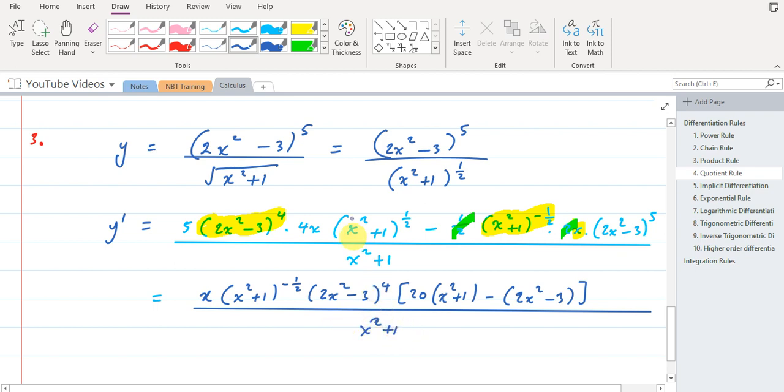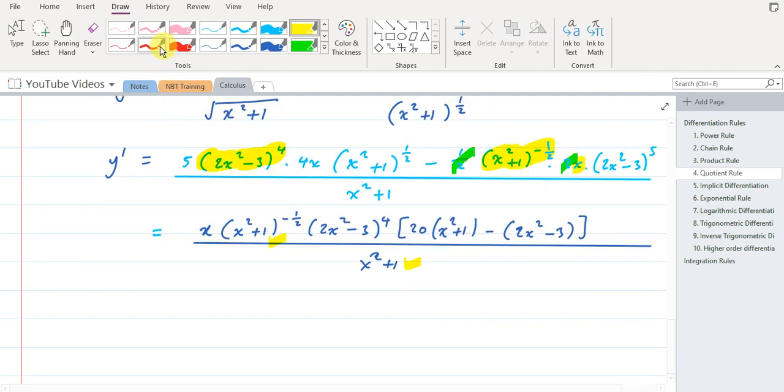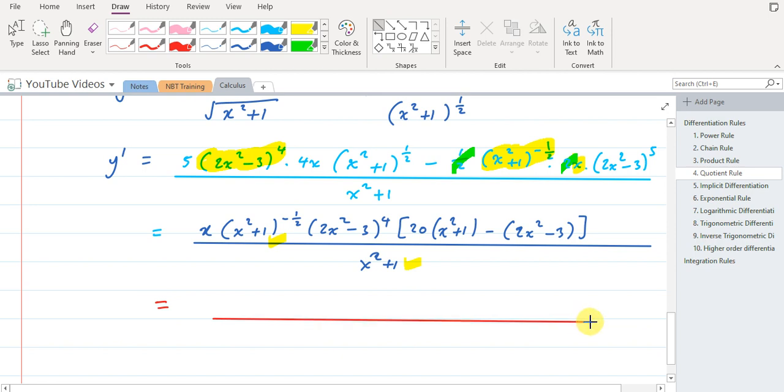Now what we can see is that we have like terms here, which is this part here and this part here. We can combine them and put it in the denominator. So this is to the power 1. If we shift this down, we should get to the power 3 over 2. 1 plus a half. So you should get x squared plus 1 to the power 1 plus a half, which is to the power 3 over 2. I'm combining these two terms.